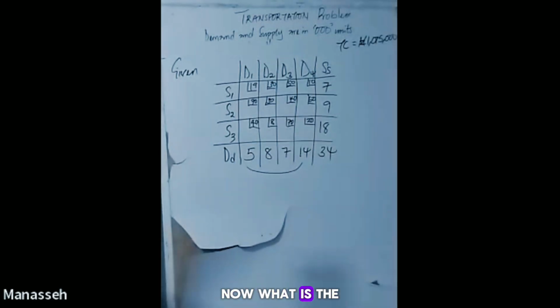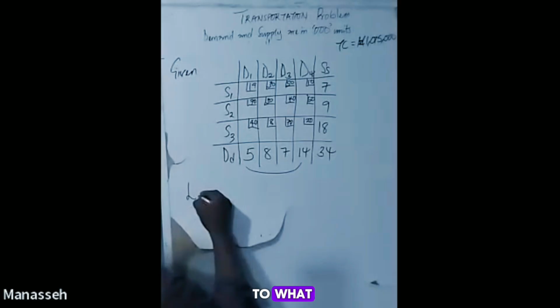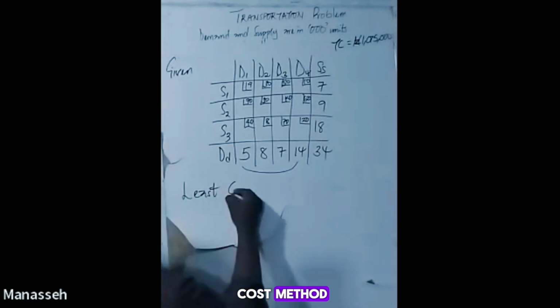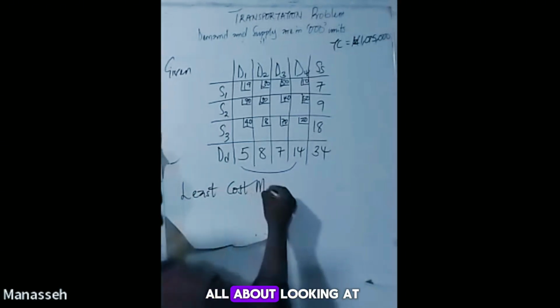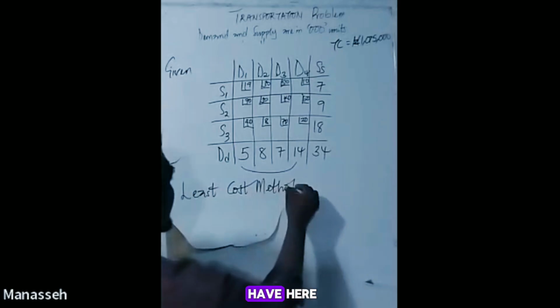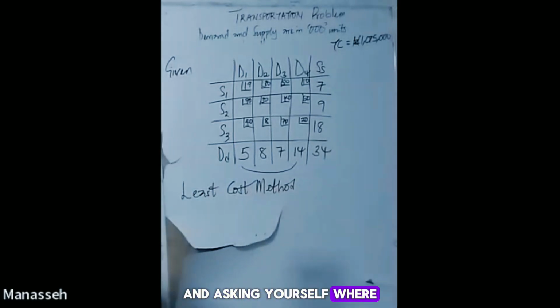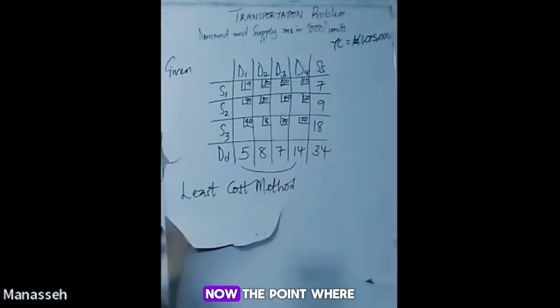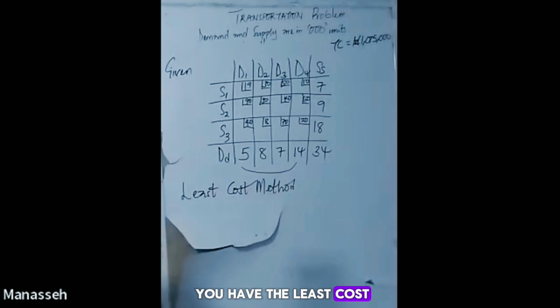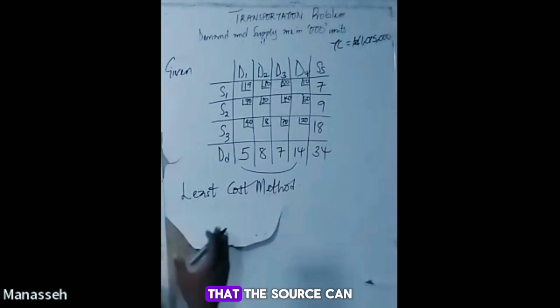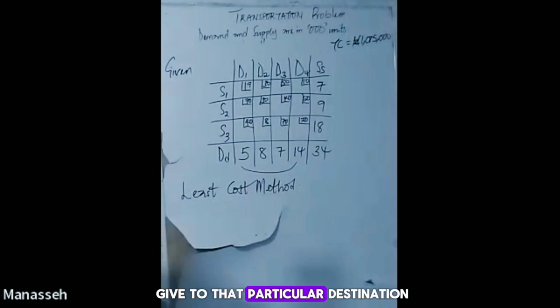Now, what is the whole idea with respect to the least cost method? The least cost method is all about looking at the table that we have here and asking yourself, where do you have the least cost? The point where you have the least cost, all you need to do is give as much as possible that the source can give to that particular destination.